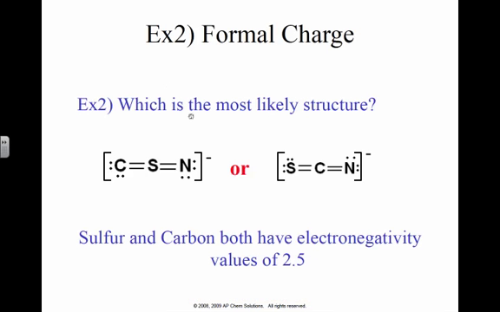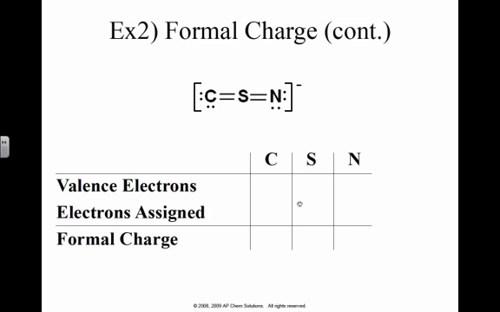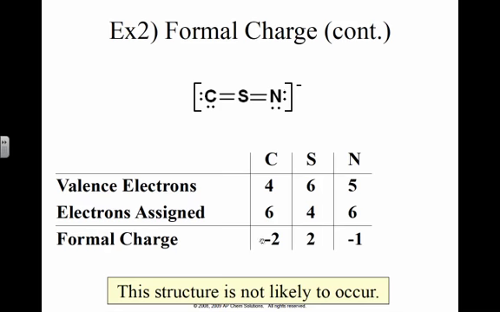Let's try this one. Which is the most likely structure for SCN-1? This one or this one? Sulfur and carbon both have electronegativities of 2.5, so we don't know which one goes in the middle. Well, carbon's supposed to have 4, sulfur is supposed to have 6, nitrogen is supposed to have 5. Okay, I see right here 6 for carbon, 4 for sulfur, and 6 for nitrogen. So these numbers are fairly large. I doubt this is the one that is correct.